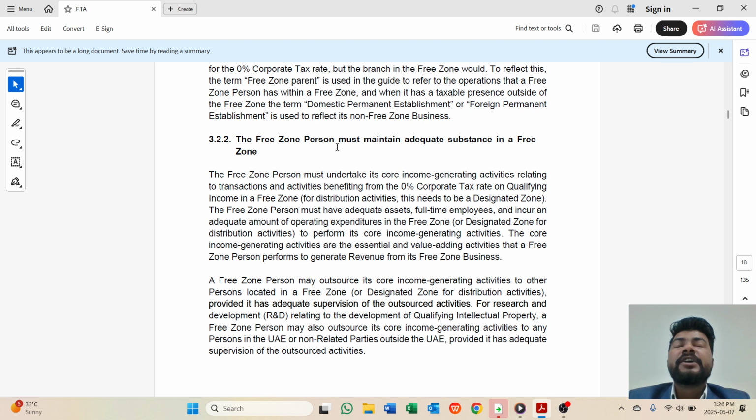The second condition is that you must maintain adequate substance in the free zone. It means your core income generating activities should be performed in the free zone. Here, core income generating activities means the activities which are listed in your trade license, the main source of income for your company. So these activities should be conducted in the UAE. Not only that, you should have a proper office setup, adequate assets, qualified employees, and incur an adequate amount of your operating expenditure in the free zone in relation to those core income generating activities. Then only the condition of adequate substance will be fulfilled.